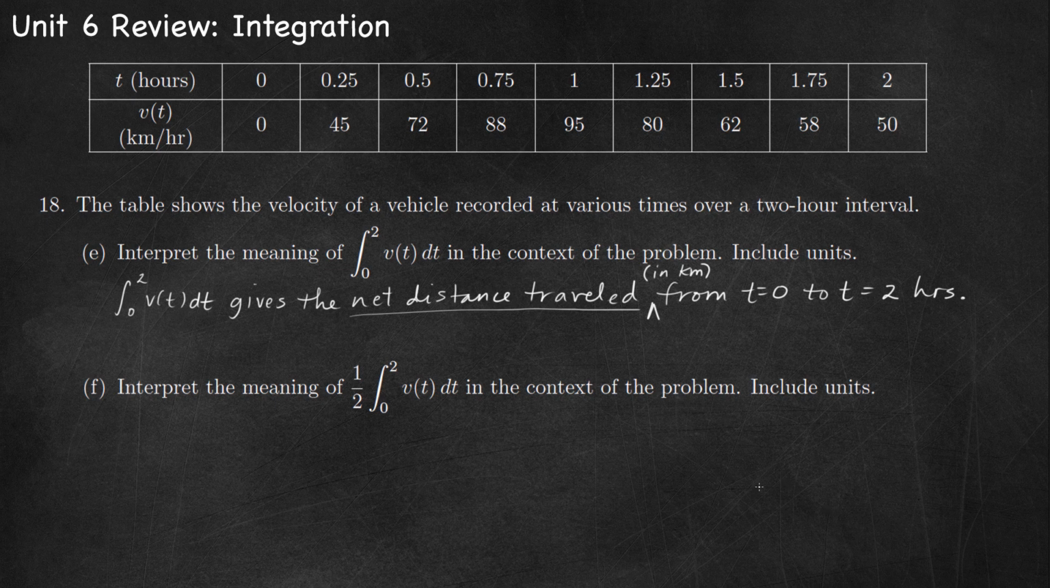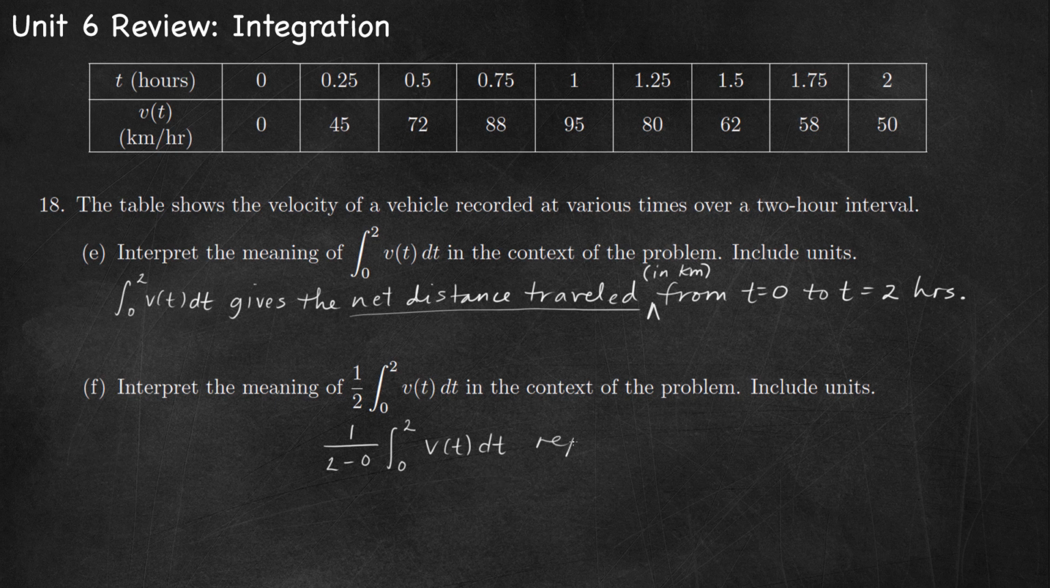Okay, then part F, interpret the meaning of 1/2 times that integral in the context of the problem. Well, this is the same as 1 over (2 minus 0) times the integral from 0 to 2. When you see that, think average value. This is the average value formula for velocity. This is going to give us the average velocity on this time interval.